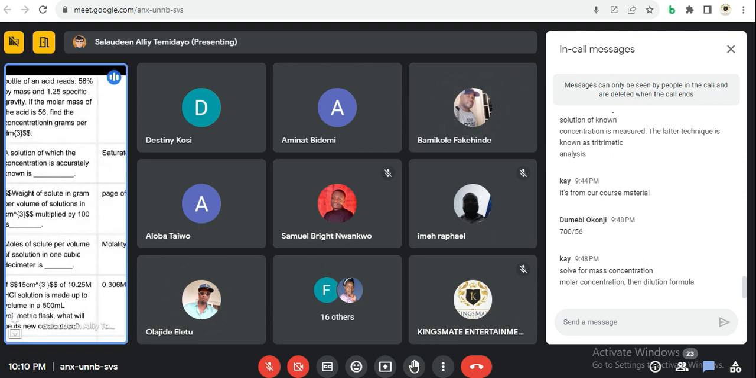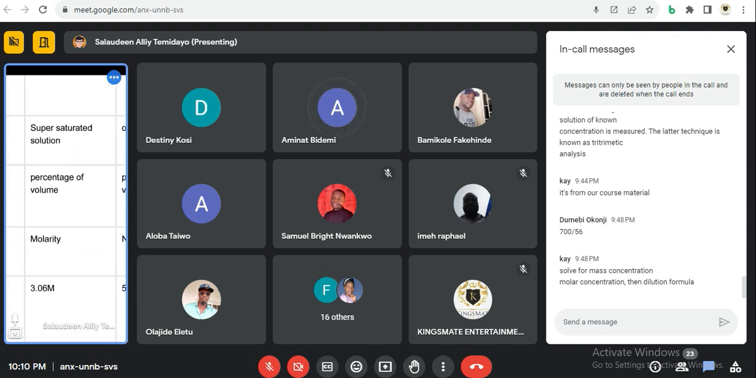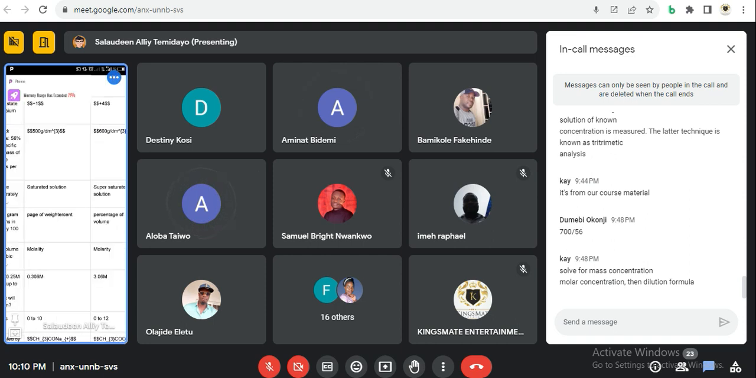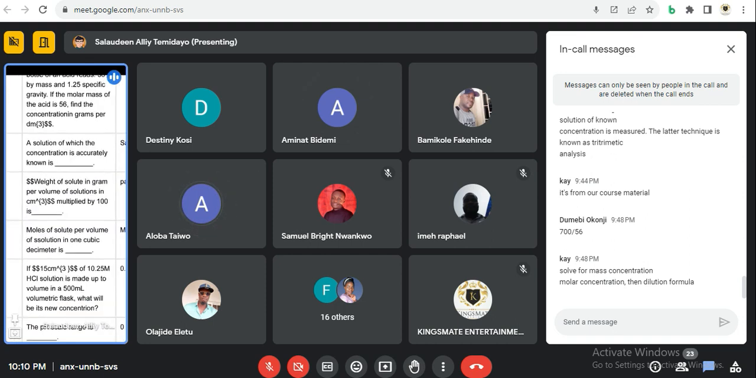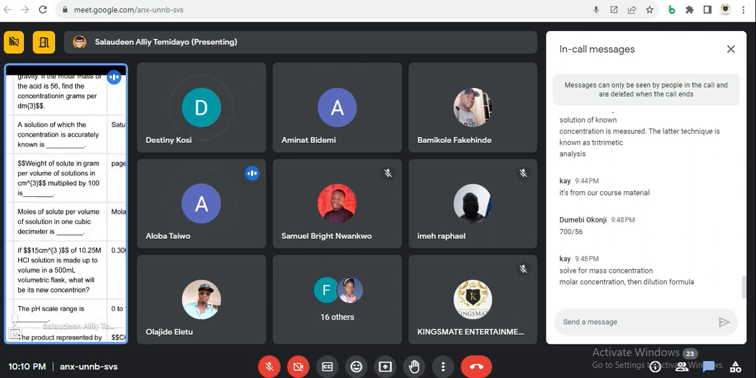Moles of solute per volume in 1 cubic decimeter, that is moles per dm3. That is molarity. Everybody knows it. Molarity, moles per volume in dm3. That is molarity. I don't want to solve again.